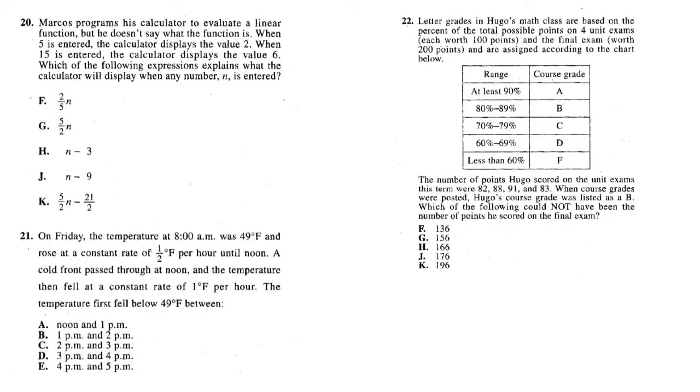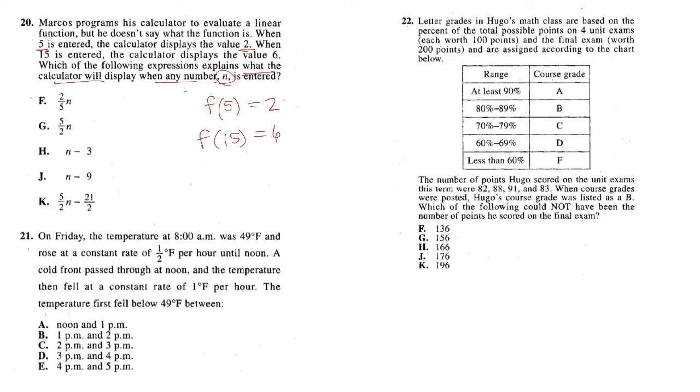Okay, number 20, Marcos programs his calculator to evaluate a linear function, but he doesn't say what the function is. When a 5 is entered, the calculator displays a 2. So I know this function at 5 is 2. When 15 is entered, the calculator says 6. Which of the following expressions explains what the calculator will display when any number n is entered?